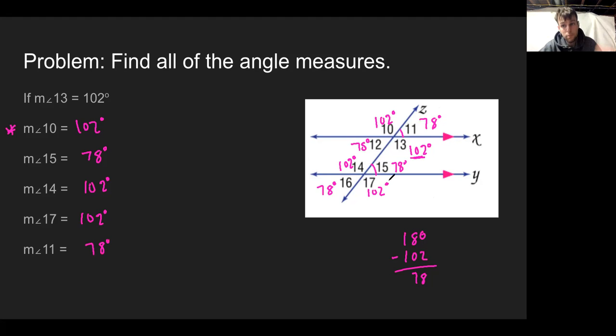If we add some more lines in there, this isn't necessarily going to be true, and we got to think about it a little bit more. But if it's just 2 lines and a transversal, we can figure out all the angles, and there's going to be 2 measurements.